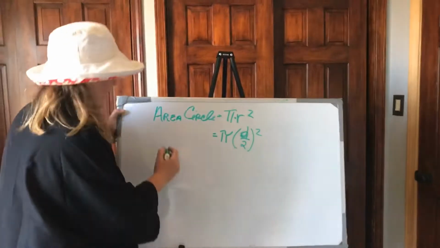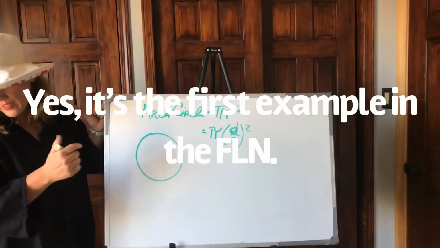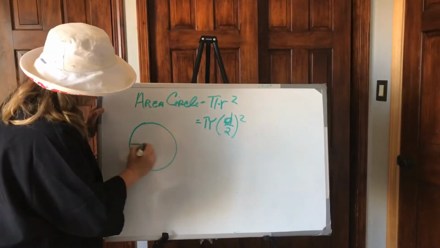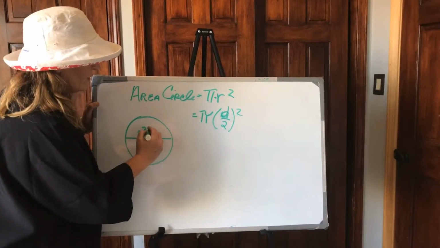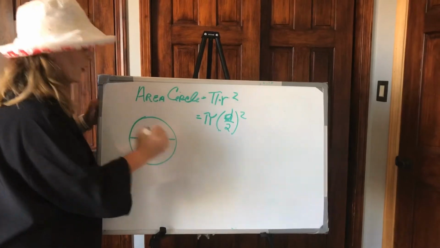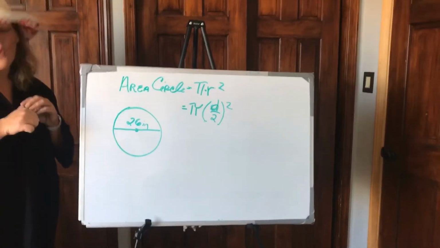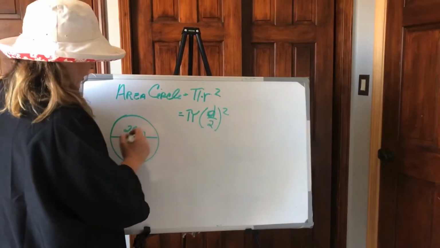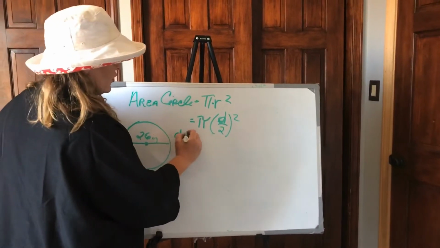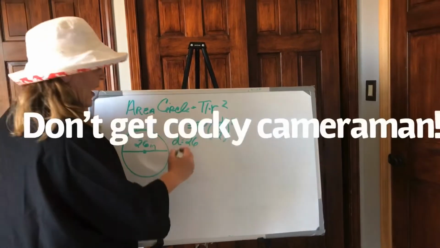So the first example they give us, not first, the third example they give us, a circle in the FLN with a diameter of 26 inches. So before I get started, I need to convert the diameter into what? Radius. So the diameter is 26 inches. So what is the radius going to be? 13. Half of the diameter.